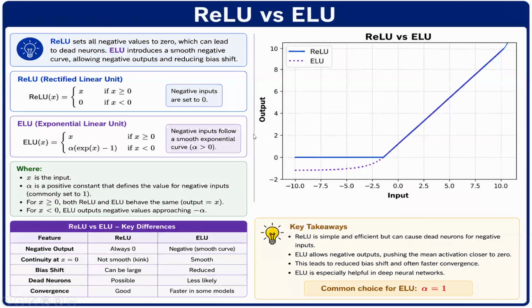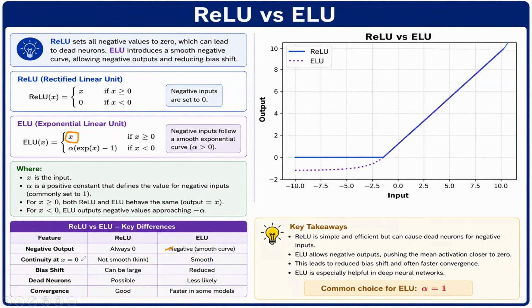Now let us see ReLU versus ELU. So this is the formula. The x will be the same for x greater than or equal to 0, but for negative values we have added alpha times exponential of x minus 1. So the difference is that for negative values, ReLU gives output as 0, but ELU gives negative values.